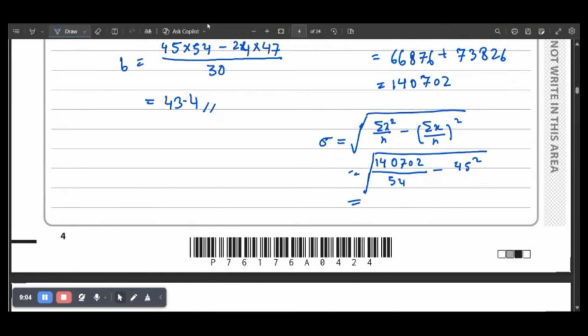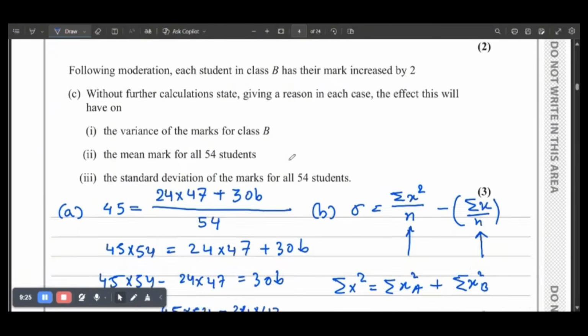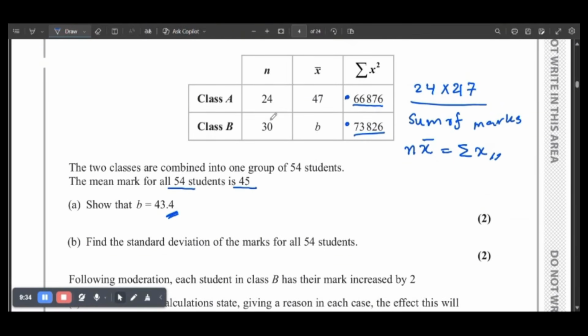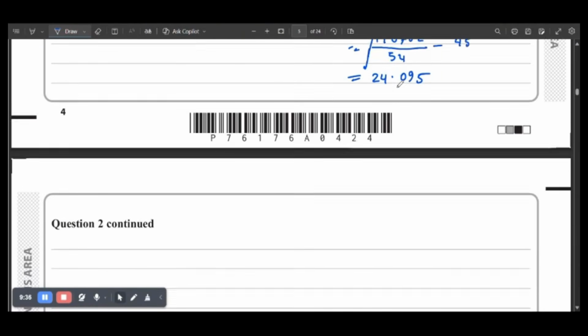If we calculate this, we find the value is 24. What this means is that the average difference between each value of marks and the mean value of marks is 24.095.